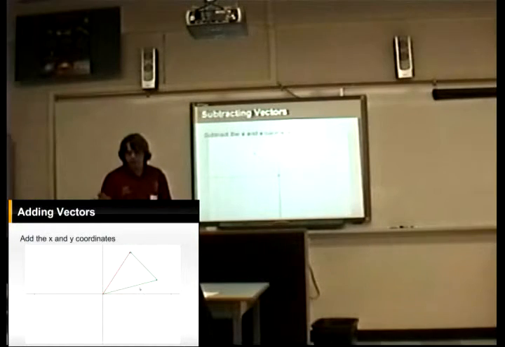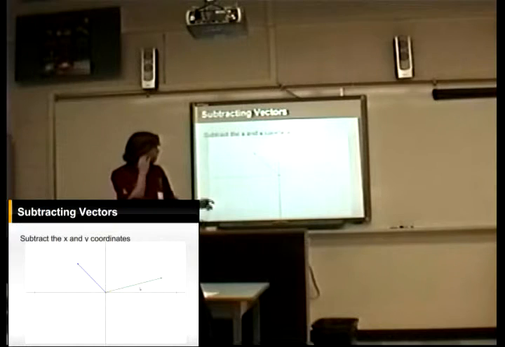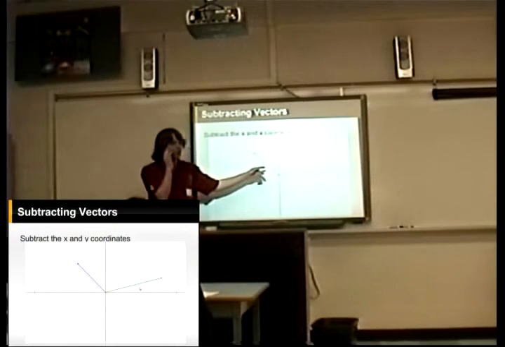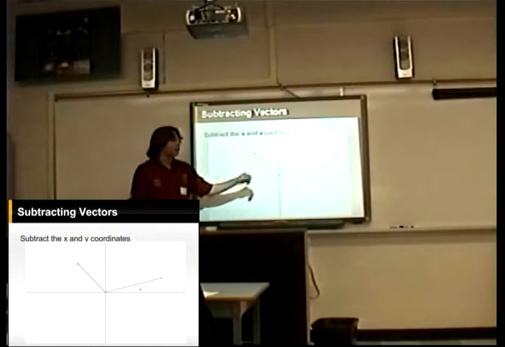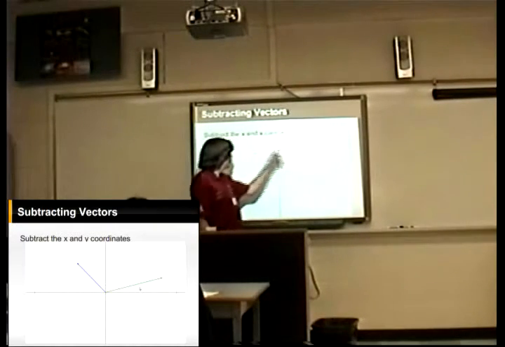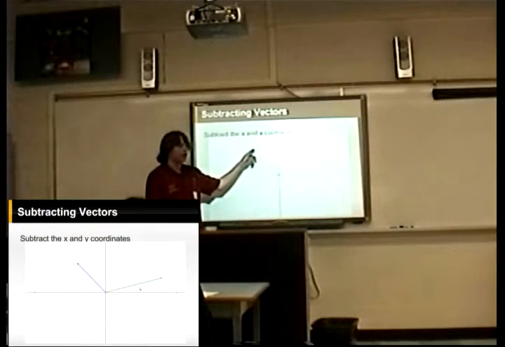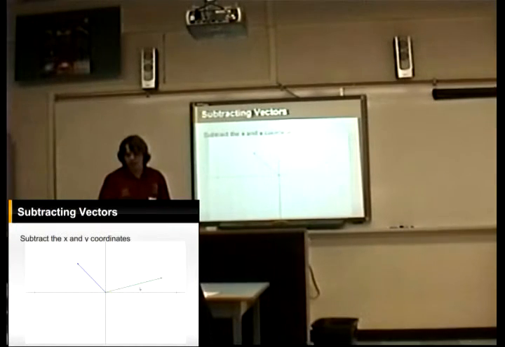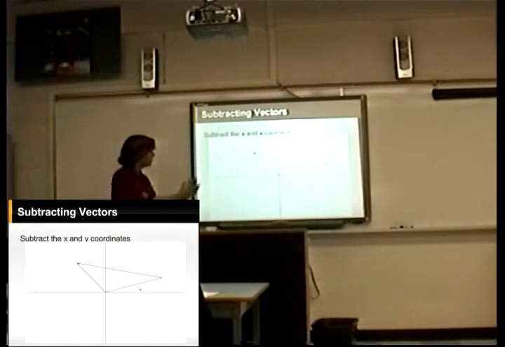And subtracting vectors, the way that I think about it is, if we want to subtract the green vector from the blue vector, what we're really trying to find is a vector so that when we add the green vector plus the second vector, we get the blue vector. So subtracting vectors looks kind of like that. It's like you put the vectors tail to tail and then connected their ends.